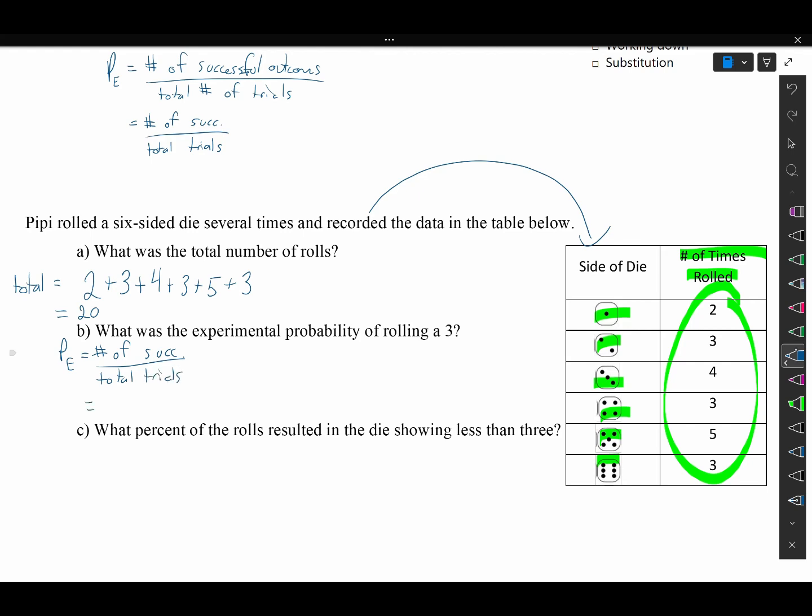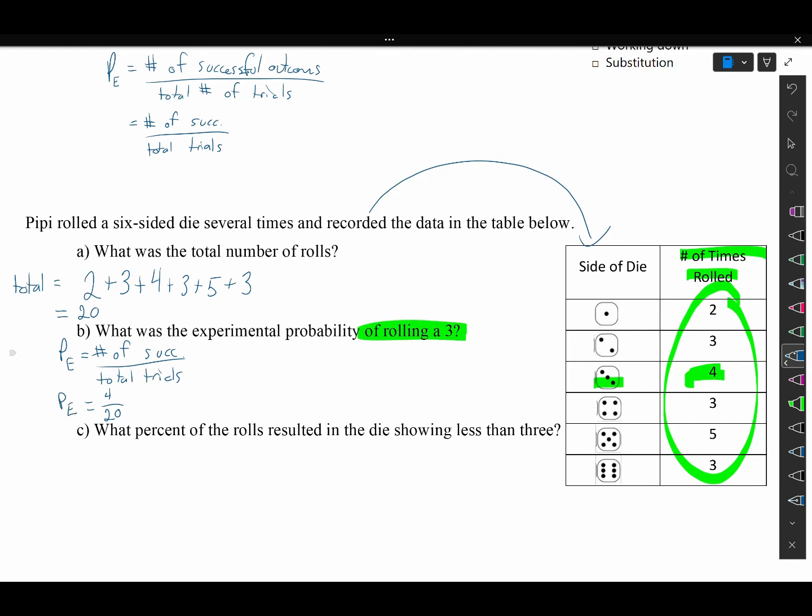So our number of successes right here, we're looking at rolling a 3 specifically. So I'm not caring about how many times we rolled a 1 or a 2 or a 4 or a 5 or a 6. I'm just looking at how many times we rolled a 3, and we can see right here that's 4 times. That's my numerator. That's the number of successes. Now the total number of trials is however many times Pippi tracked rolling the die, and that is 20, calculated in part A. So 4 over 20. Great job.